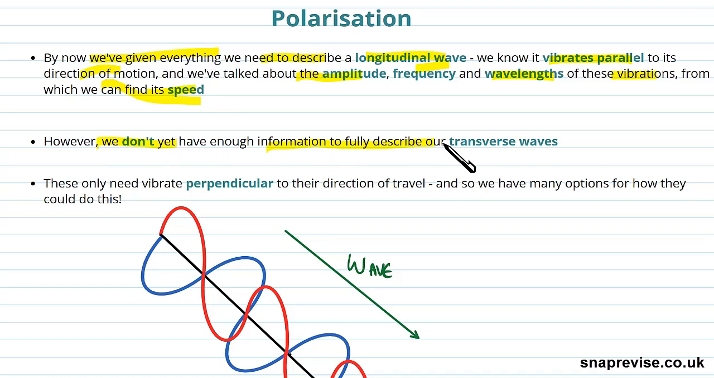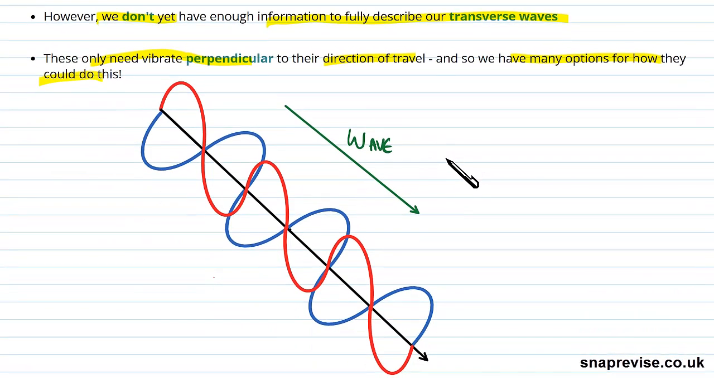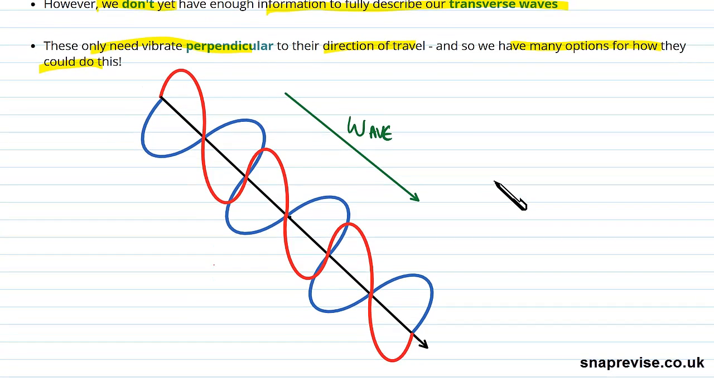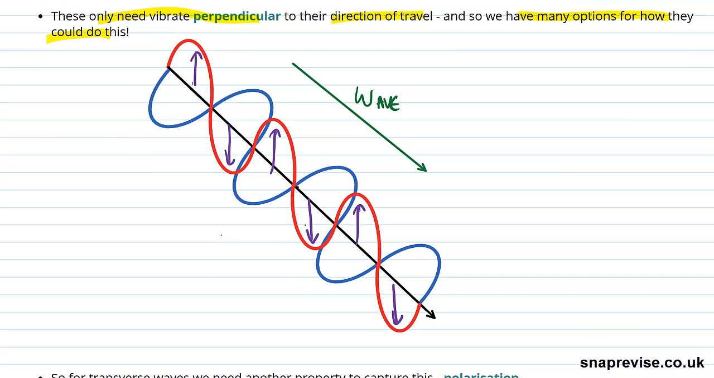But we don't really have enough information now to describe our transverse waves. We haven't quite got enough of that yet. That's because we really just know that these only need to vibrate perpendicular to the direction of travel, but we have many options for how they could do this. We saw this with our electromagnetic wave, but actually we could think about this as just being one transverse wave, but actually it could vibrate by going up and down, like this.